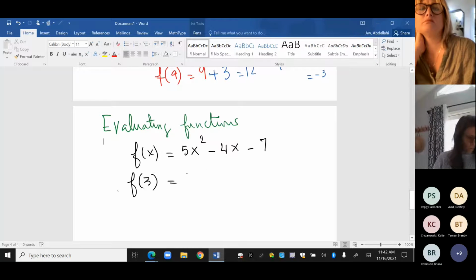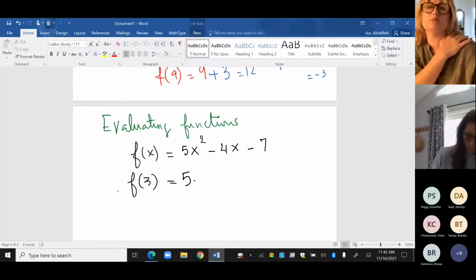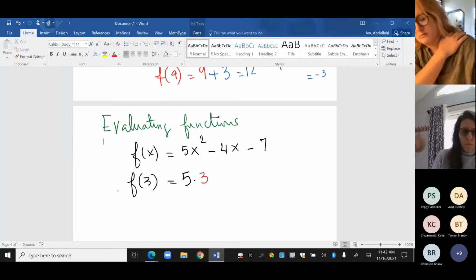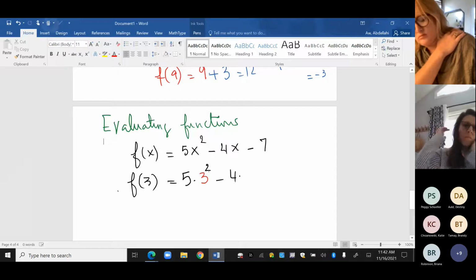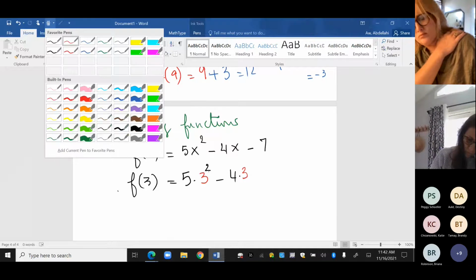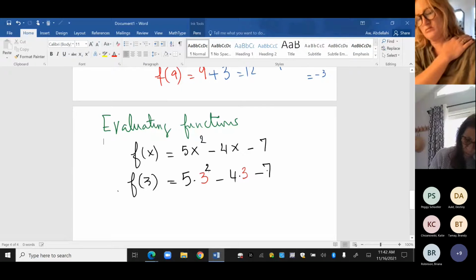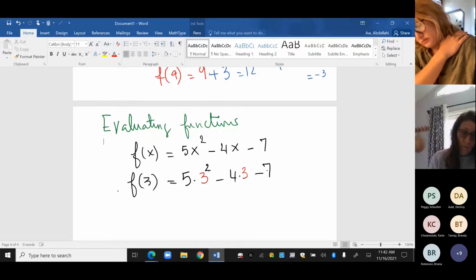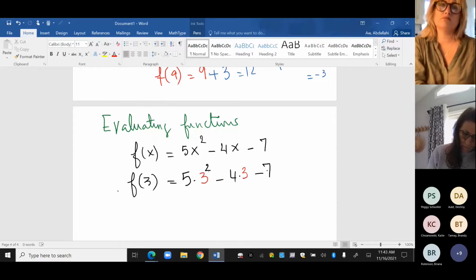Everything else, you see the 5 doesn't change, right? But the x, I change to 3 here, and the square is left unchanged also. Minus 4 times what? Times 3, right? And then minus 7. You see? That is the substitution part. I think that part must be easy because it's just a substitution. Whatever you have between the parentheses, you don't multiply. The f of 3 is not a multiplication. It's not f times 3. It means f of 3, right? So everywhere you see x, you substitute 3, and then you do the math.